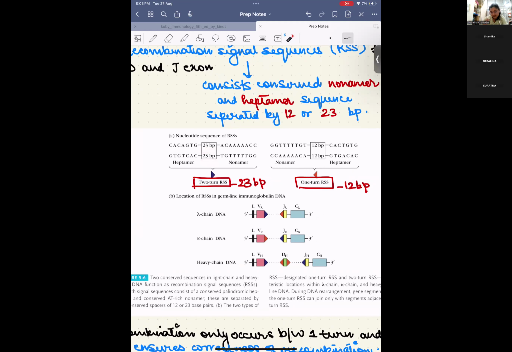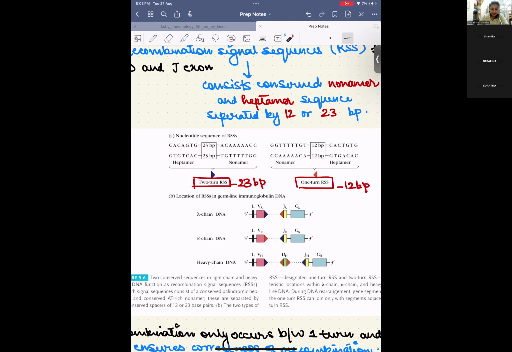So the heptamer sequence CACAGTG, this particular arrangement of nucleotide base pairs, is conserved. There will always be CACAGTG. It cannot be something else, and that is not going to be called a conserved sequence. So we have conserved heptamer and nonamer sequences separated from each other by either 23 base pairs or 12 base pairs. Now, what is the beauty of this separation between these conserved sequences?